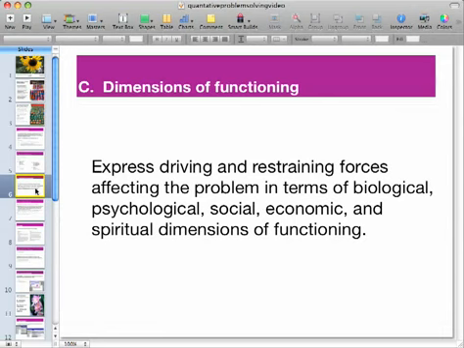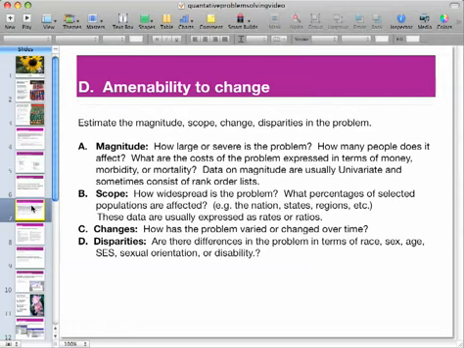Let me go back a second. Dimensions of functioning looks at why and what forces are affecting the problem in terms of biological, psychological, social, economic, and other forms of functioning.